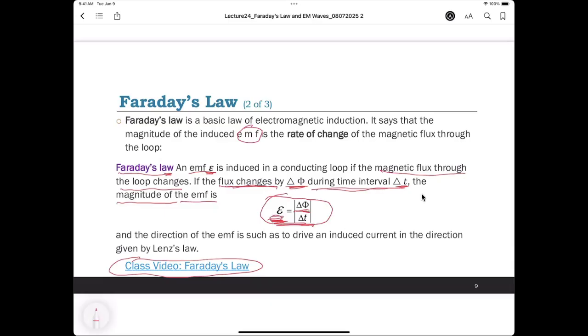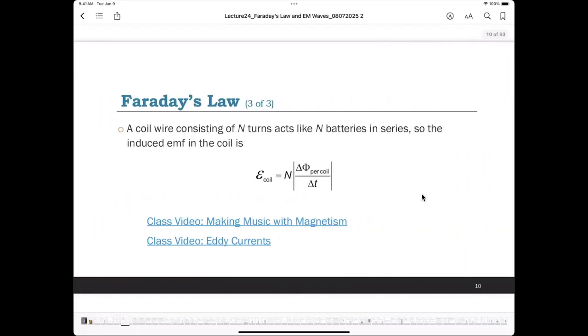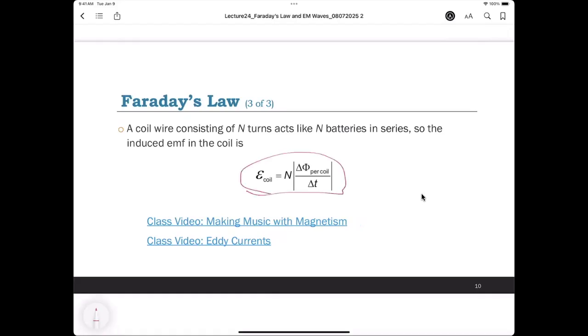Yeah, we can get the induced EMF, and the direction of the EMF is such as to drive induced current in the direction given by Lenz's law. Okay, let's continue. A coil consisting of n turns acts like n batteries in series. So the induced EMF in the coil is just this equation.